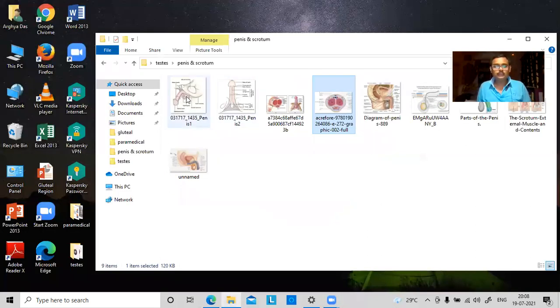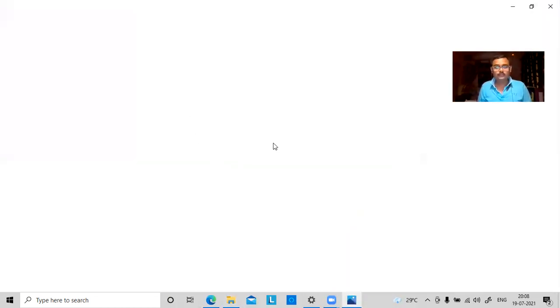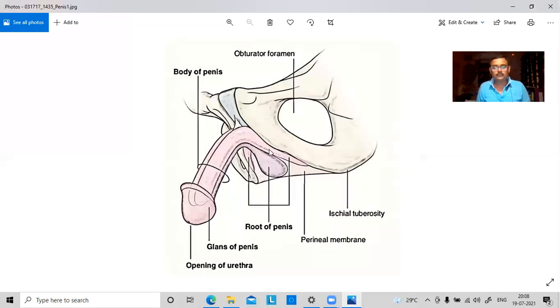Now, in the last discussion, I mentioned the root of the penis, which consists of a pair of crura penis. This one is the crus penis. This one is the crus penis.